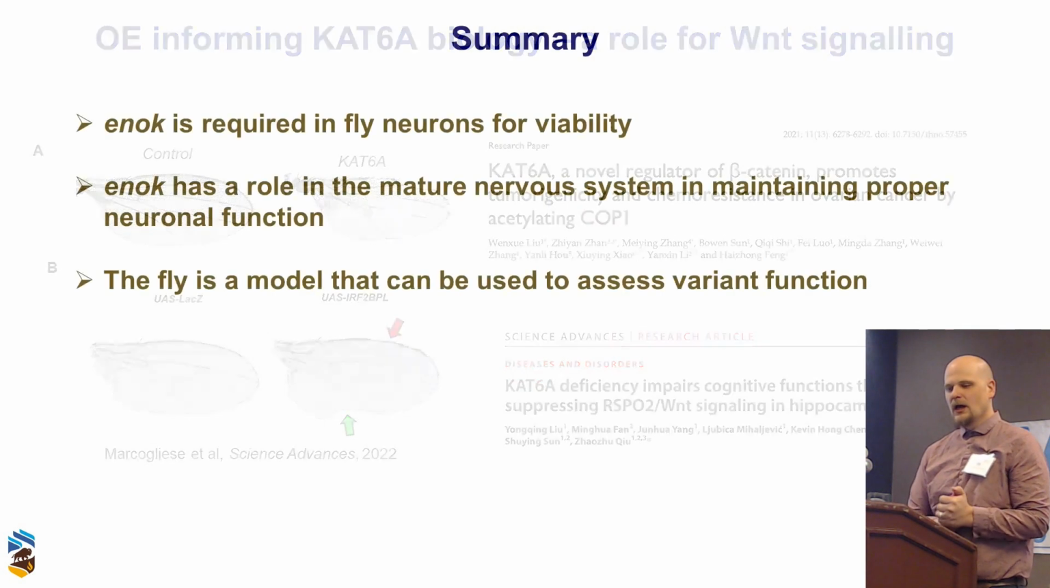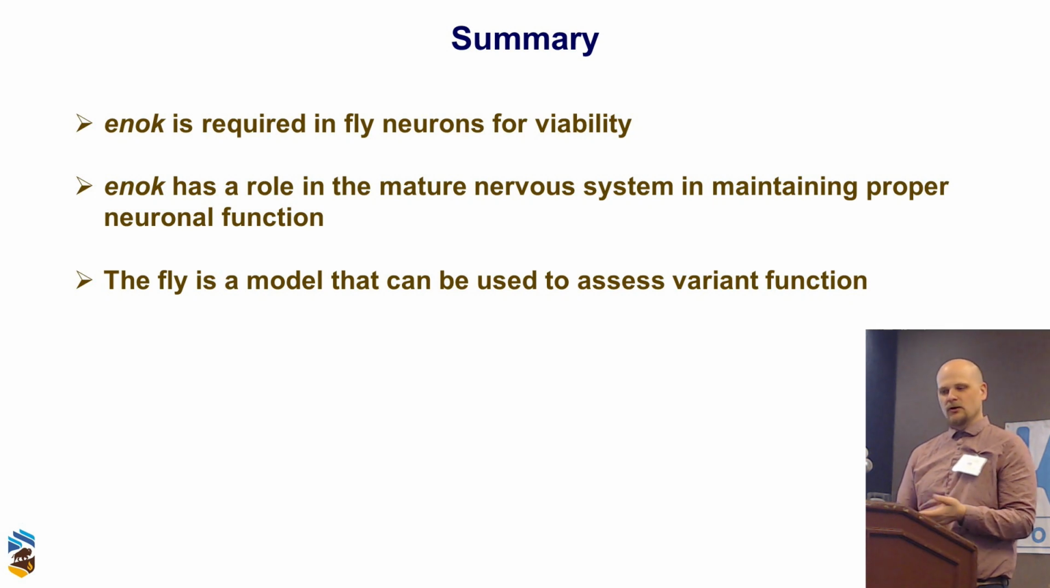So in summary, the fly gene is required in neurons for viability of the organism. So just knocking it out in neurons, you don't get a viable fly. It has a role in the mature nervous system in maintaining proper neuronal function because those flies have climbing defects. And the fly model can be used to assess variant function by overexpression.